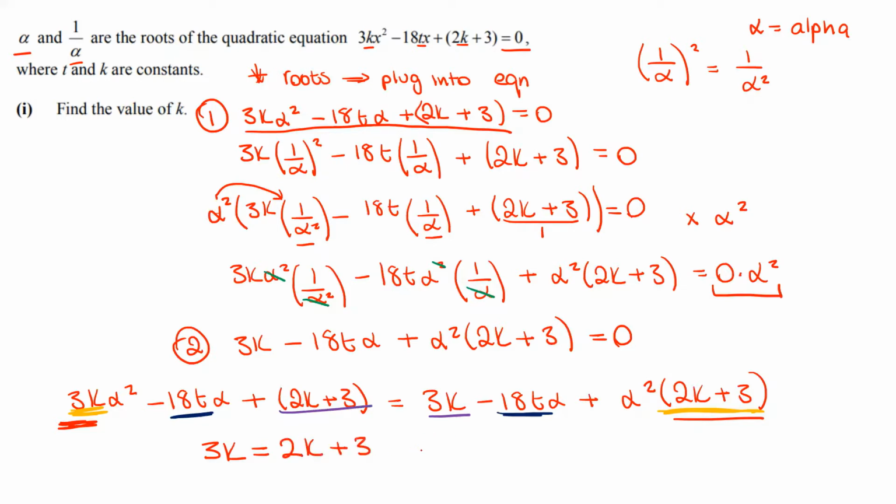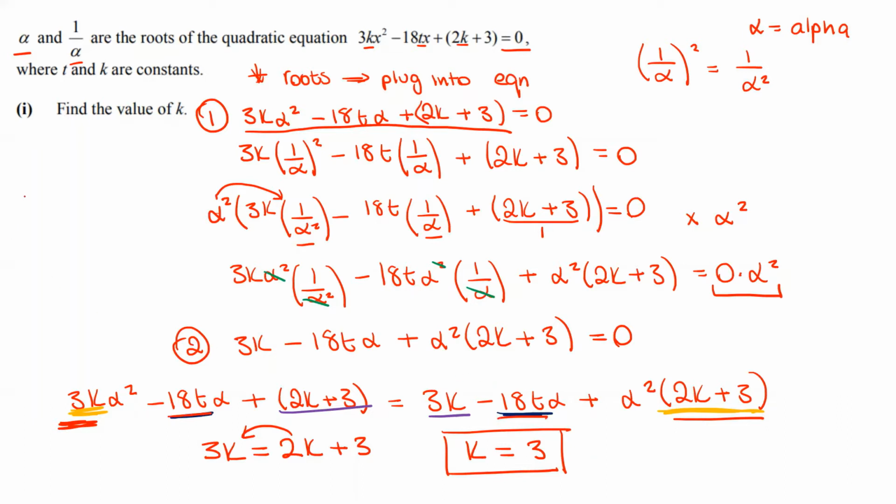Now that's just one equation with one unknown, so we can solve that no problem. So if we bring over the 2k, it becomes a minus 2k. So we're just left with 3k minus 2k, which is k. And on the right-hand side, we're just left with 3. So our final answer then is k is equal to 3. And we could have done the exact same thing with the normal numbers or the numbers in front of the alpha, and we would still get k is equal to 3.